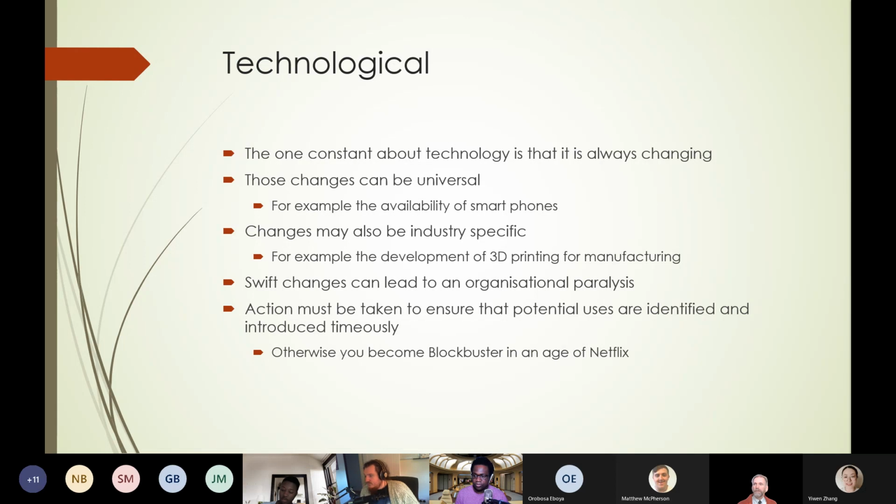The difference is that Netflix changed. Netflix saw the change to broadband that could support video and went that way. Blockbuster was stuck.